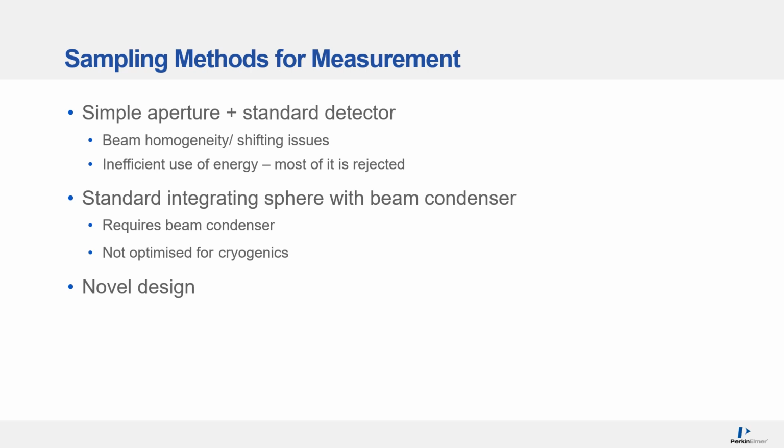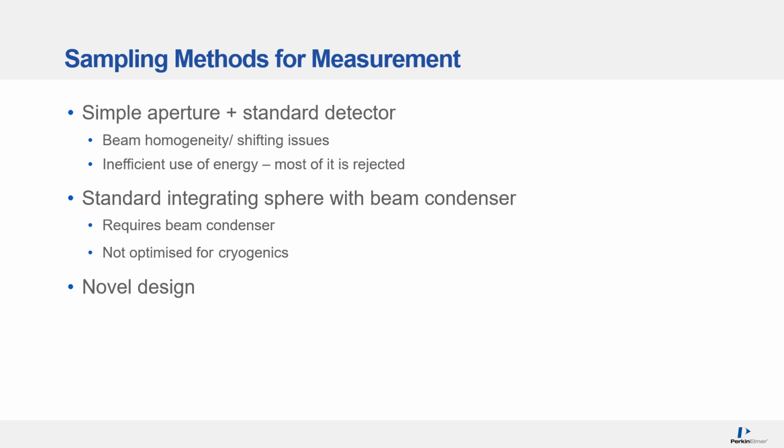There are different methods for measuring the gemstones in the instrument. We can use a simple aperture in the beam that masks around the sample. However, if we do this, then we are throwing away large amounts of energy, and the amount of energy reaching the detector will be very small, resulting in poor quality spectra. The gemstones may also act as an optical component and cause beam shifts and homogeneity errors.